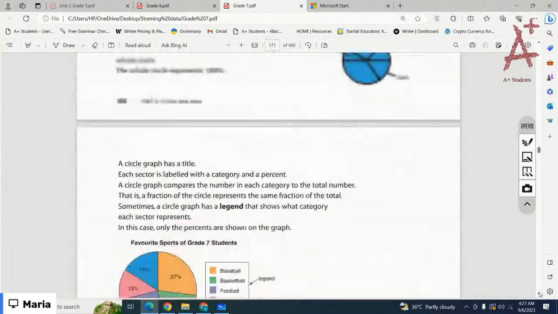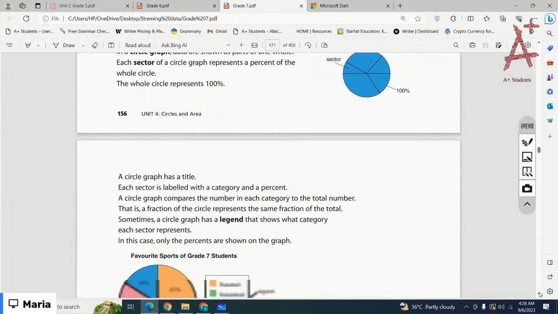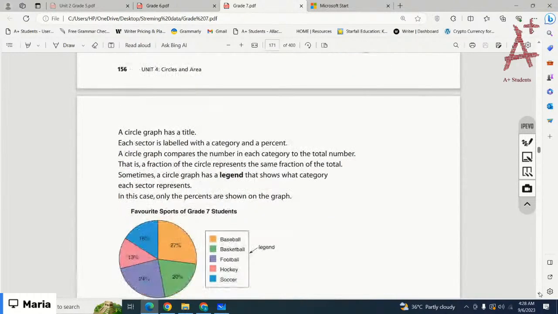That is the information related to circle graphs. In a circle graph, data is shown as parts of one whole. Each sector of a circle graph represents a percent of the whole circle. The whole circle represents 100%, right? A circle graph has a title. Each sector is labeled with a category and a percent. A circle graph compares the numbers in each category to the total number. That is, a fraction of the circle represents the same fraction of the total.